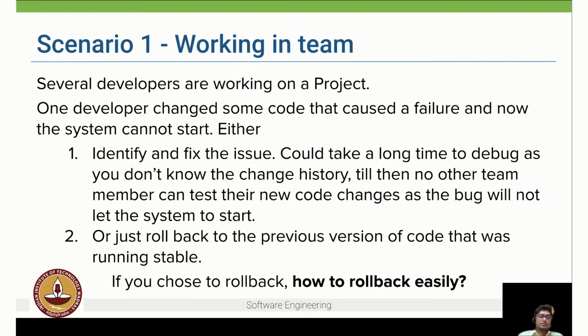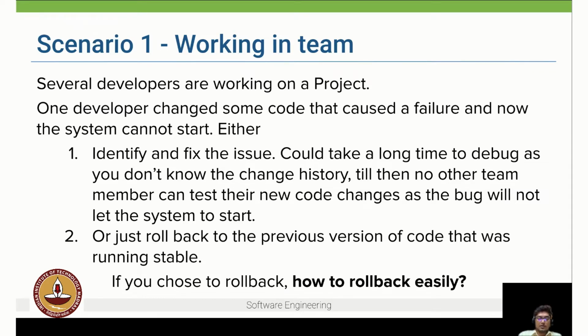The second option is you just roll back the previous changes that caused this failure and take the system back to a previously running stable state. But how do you do that in the absence of a system that supports this? That is a task that we don't know how long it will take.